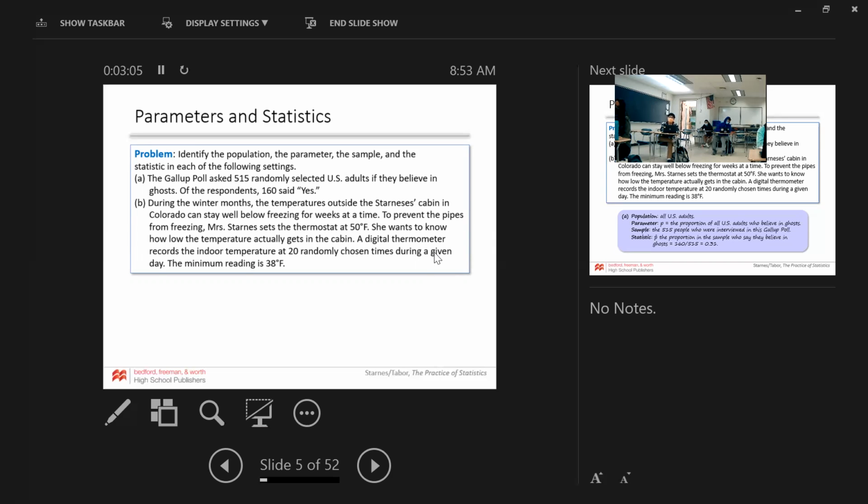And what are you doing? You're sampling 515 of them, so you can make a judgment. You can come up with a statistic that, if it's unbiased, will represent the parameter of all U.S. adults. The parameter is the proportion of all U.S. adults that believe in ghosts. The sample is the SRS of 515, and the statistic is 160 out of 515. Okay?